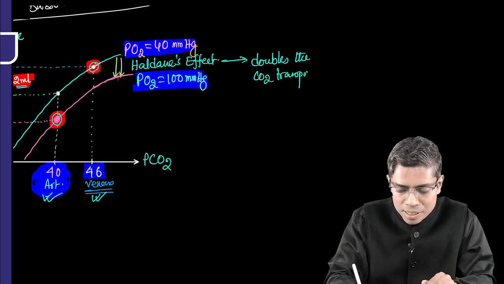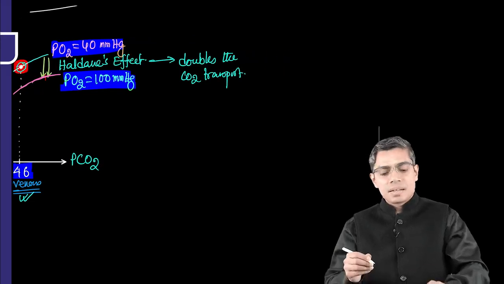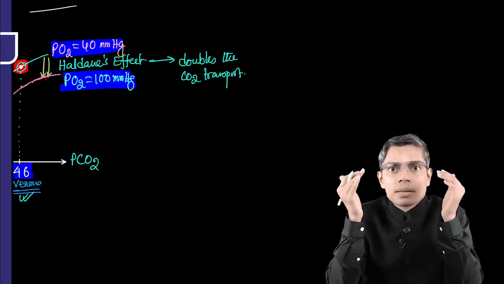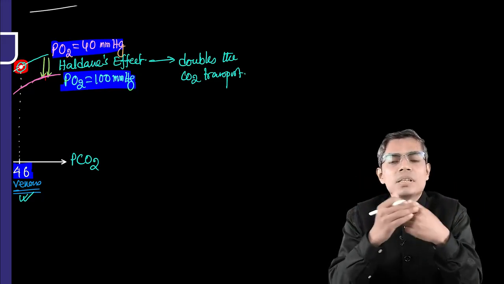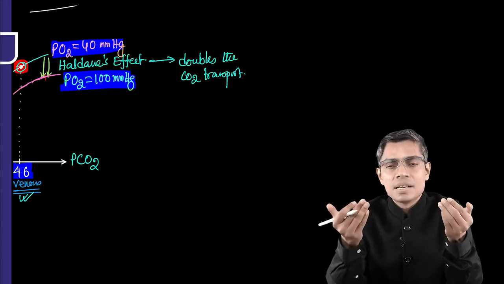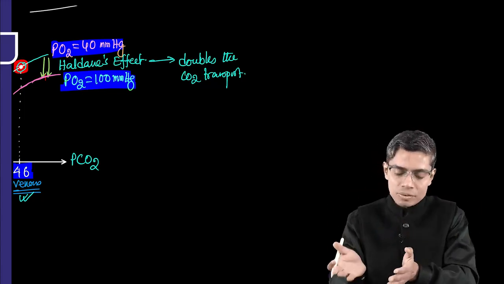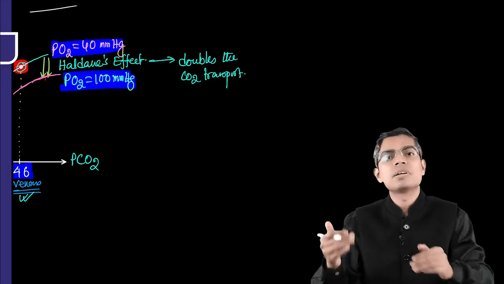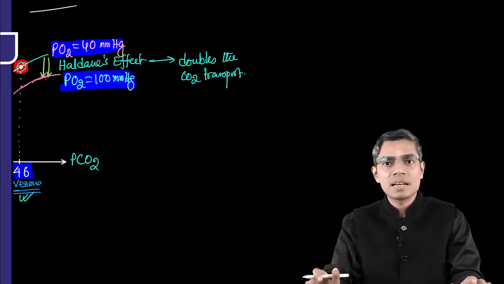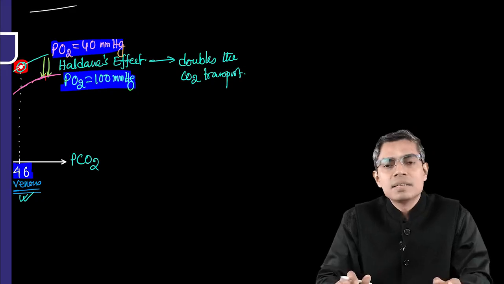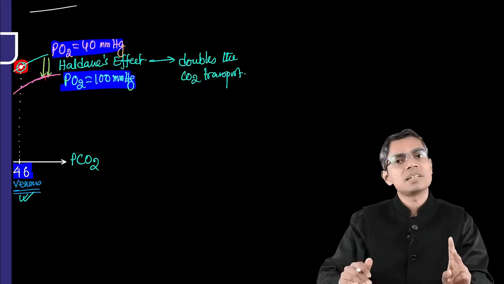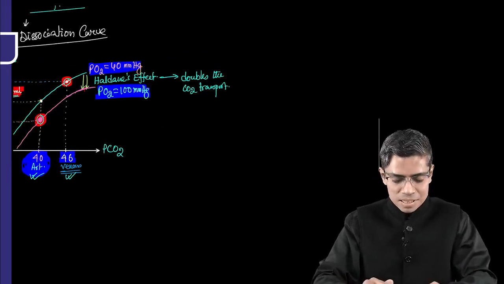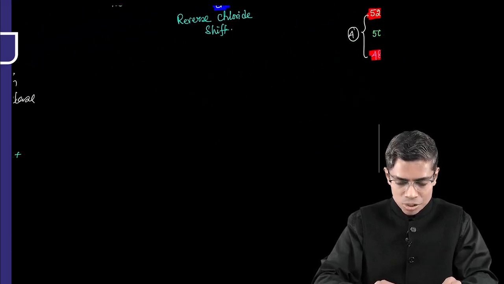Okay, getting my point? So please remember that carbon dioxide transport is doubled by the Haldane effect because the curve is shifting in the downward direction when the partial pressure of oxygen is 100 at the level of arterial blood. That's why venous blood can carry an extra 4 ml of carbon dioxide. Without the Haldane effect, the venous blood cannot carry an extra 4 ml. It can carry only 2 ml of carbon dioxide extra. Right? So this is the carbon dioxide dissociation curve.